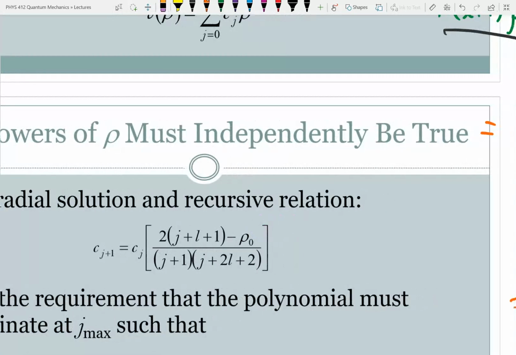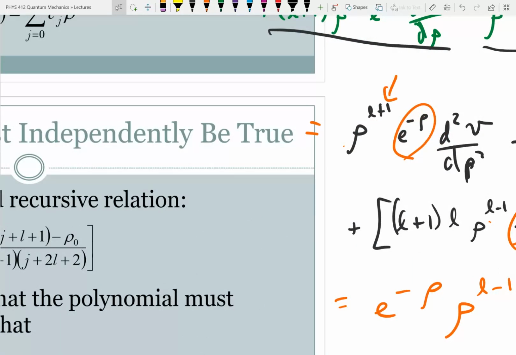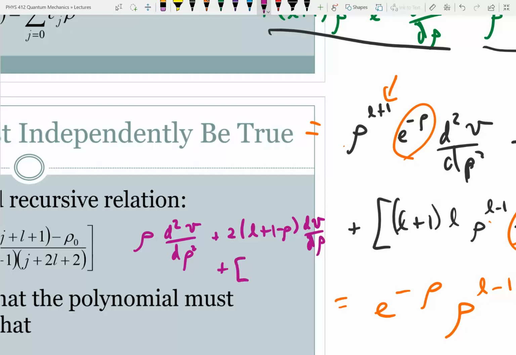Instead, we have the equation that says rho times d second v d rho squared plus 2 times (L plus 1 minus rho) dv d rho plus (rho_0 minus 2 times (L plus 1)) v equals 0.